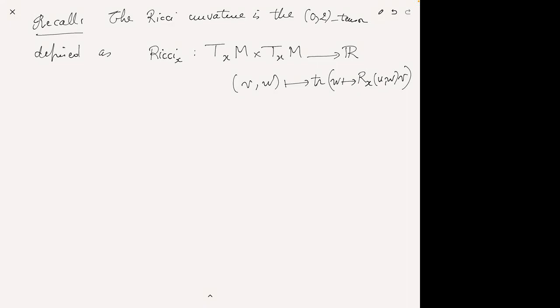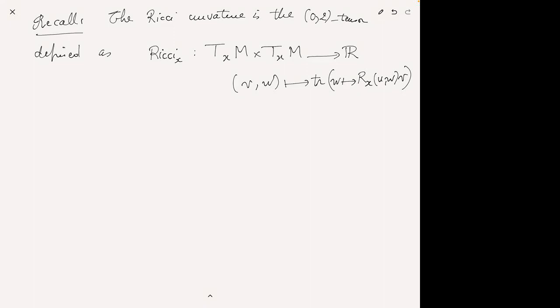And what's that linear map? It's the linear map that takes a tangent vector again, and sends it to the curvature at that point, applied to the three vectors u, w, and v, right? So remember, the curvature tensor, you can think of it as acting on a triple of vectors, and the image is again another vector. So this Rx of u, w, v is another tangent vector, right? So w goes to another tangent vector, that's a linear map from Tx of M to Tx of M, and you take its trace, all right? Yeah, so that's the definition of the Ricci tensor.